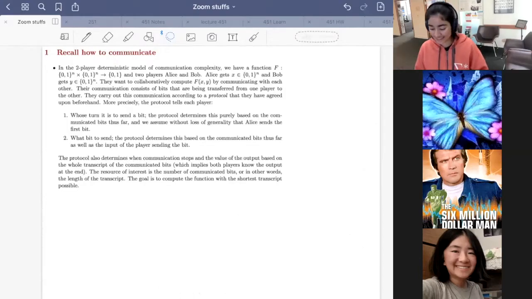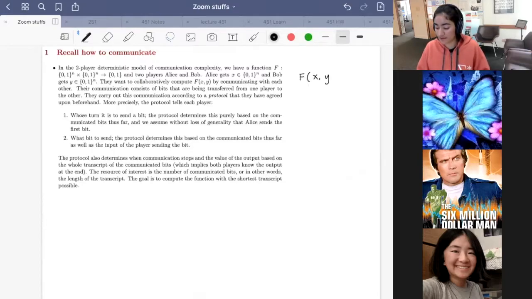All right, then, let's get started. So the first thing is recall how to communicate. This just goes over the definitions of what exactly we're dealing with here. Whenever we're communicating, we're usually trying to get the answer for some function f. And f takes in two strings, x and y. Both x and y are n-bit strings, and f returns some answer, true or false, 1 or 0, yes or no, like a binary decision function.